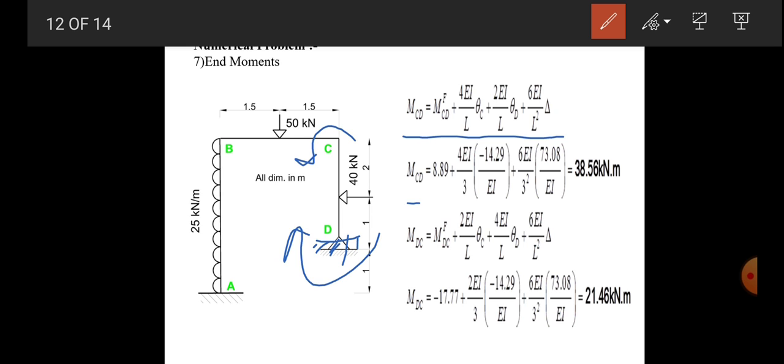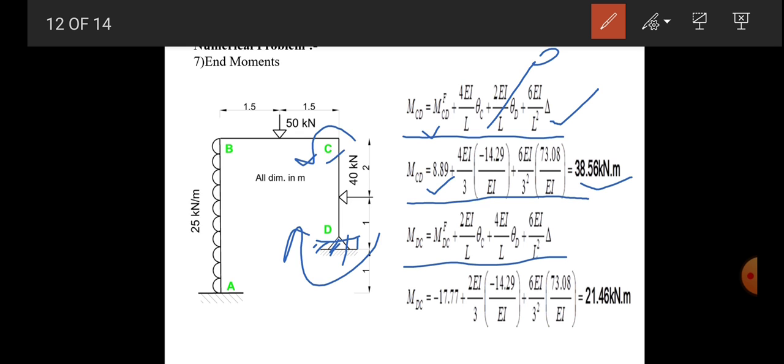So putting the values, here the D end is fixed, so theta D will be 0. Other terms remain as they are. Theta C, the rotation at C, will be there, and delta will be there because it is a sway frame, so the column is going to sway, and MFCD will be there. So putting the value of MFCD as 8.89 and the values of theta C and delta, which were calculated earlier, we have 38.56 kilonewton meter moment at end C.